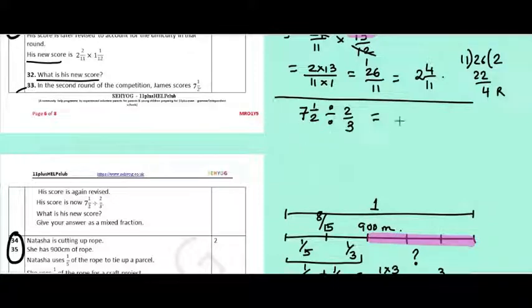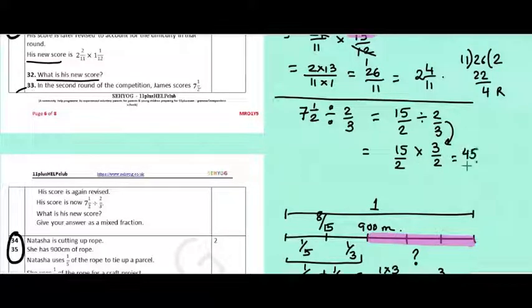So 7.5 is 15 over 2 divided by 2 upon 3. So when we are dividing, remember we have to multiply with the reciprocal. So 15 over 2 multiplied by 3 over 2, that gives 45 over 4. What is his new score? So this is the new score.